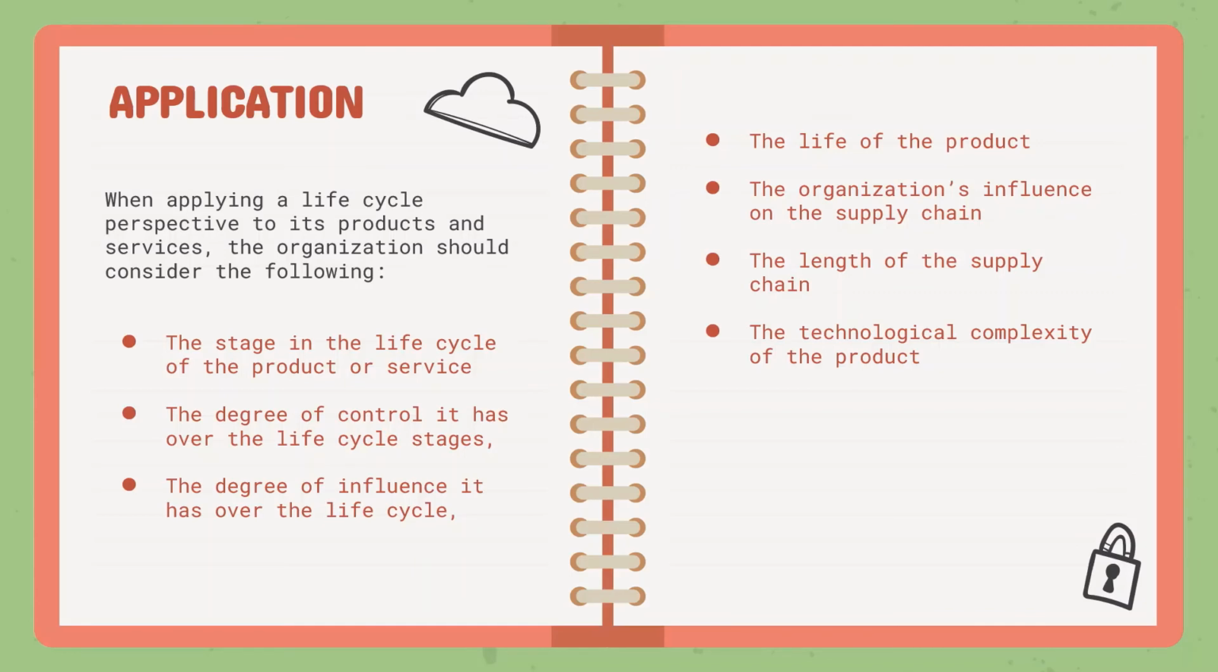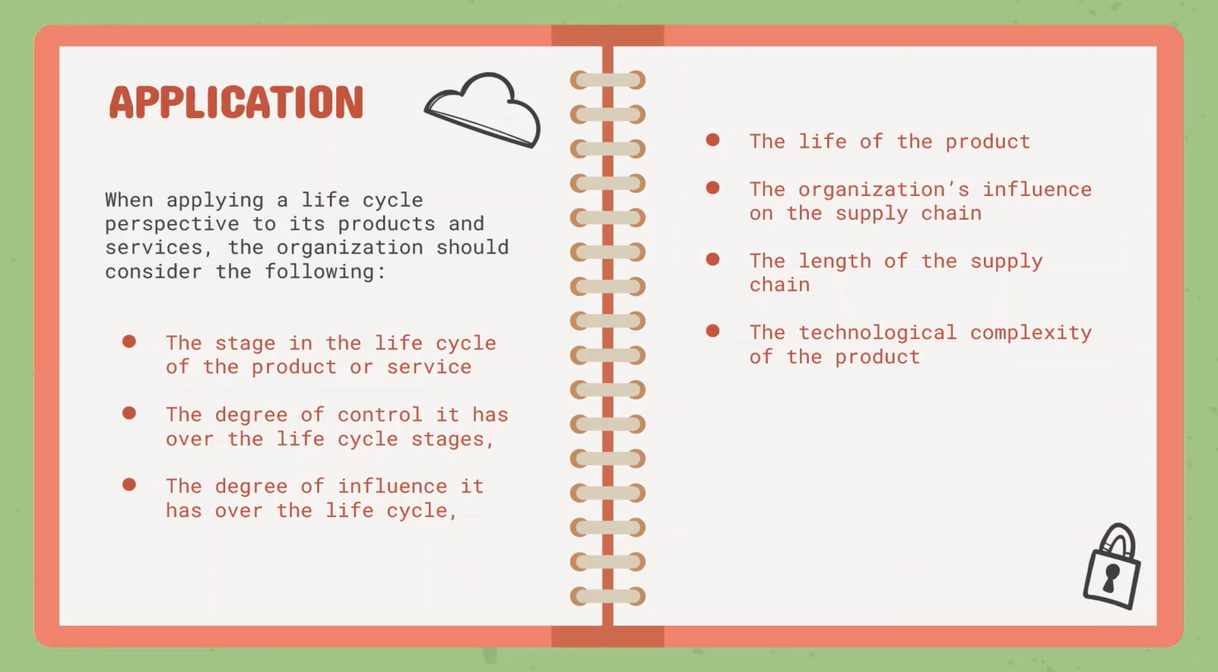The second one is the degree of control it has over the life cycle stage. For example, a product designer may be responsible for raw material selection, whereas the user may only be responsible for use and disposal of the product. The third aspect is the degree of influence it has over the life cycle. For example, the designer may only influence the manufacturer's production methods, whereas the manufacturer may also influence the design and the way the product is used or its method of disposal.